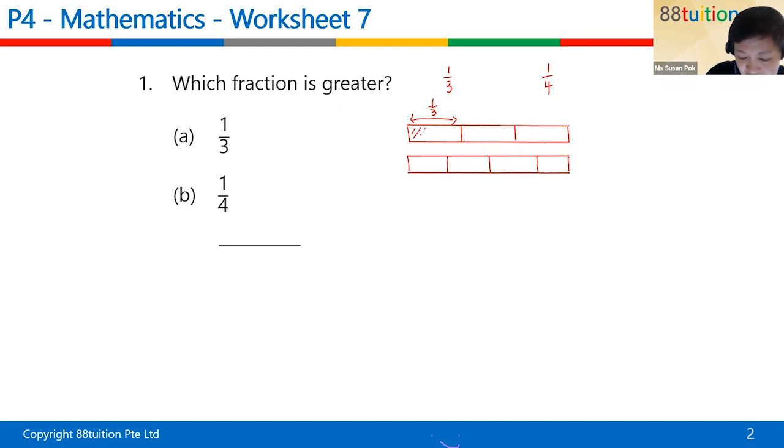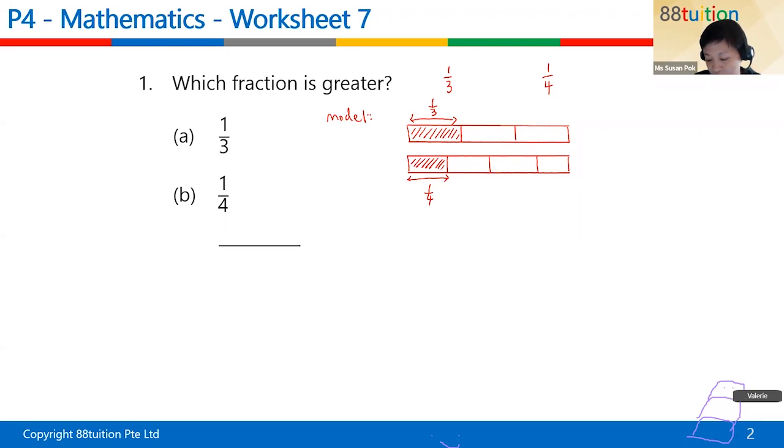And I shade this. So this represents the shaded part. How about a quarter here? The total parts are 4, and I need to shade one part, and this is called 1/4. Using the model, I'll be able to tell very clearly which one is the greater fraction.